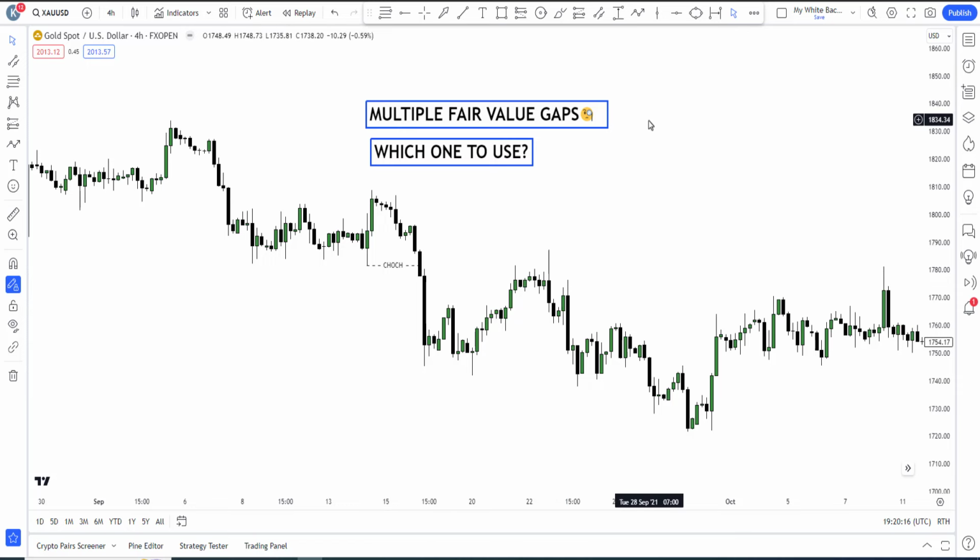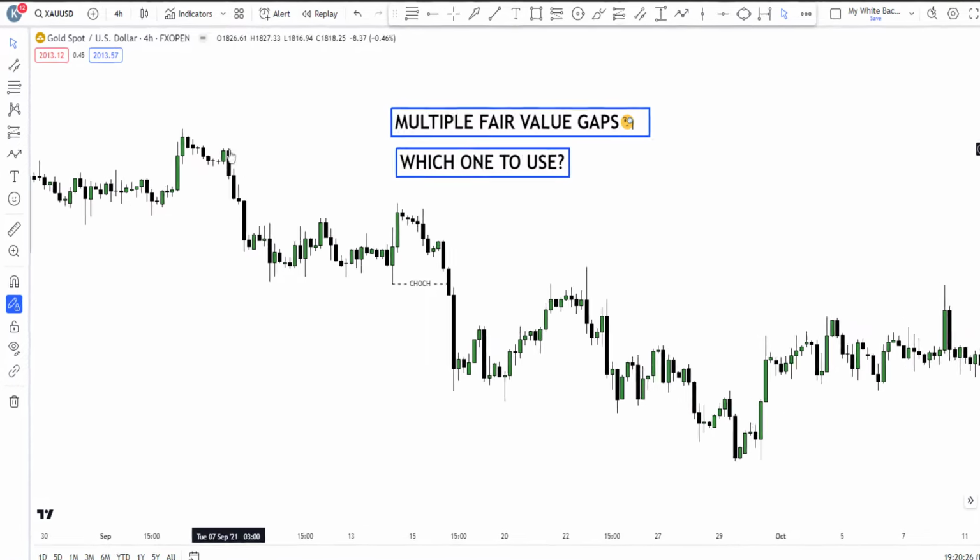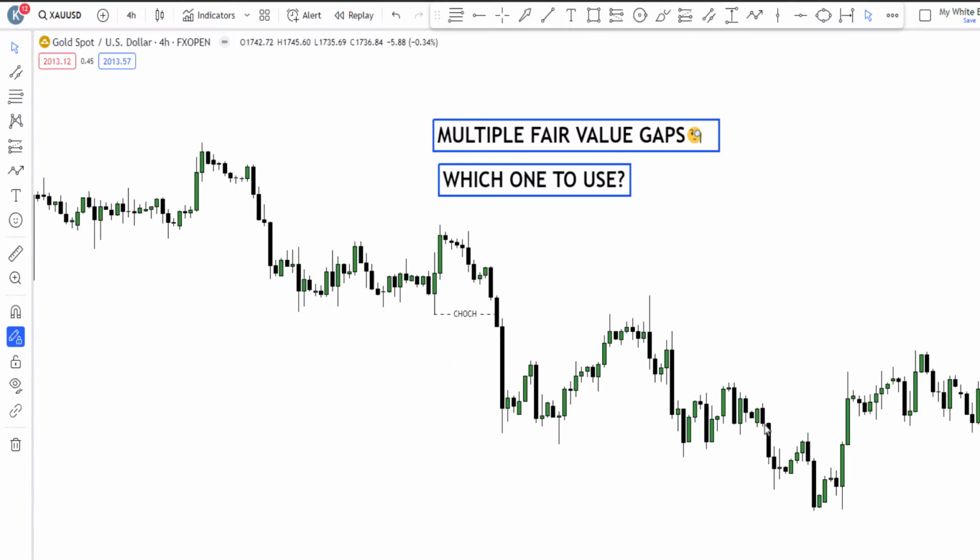So multiple fair value gaps, which one to use? That is the question. So let's start from the very basics. We have price. I'll go straight to the point. I don't want to waste your time. We have price coming down. From the look of it, you know, this is a downtrend. Now, I'm taking this area, for example.